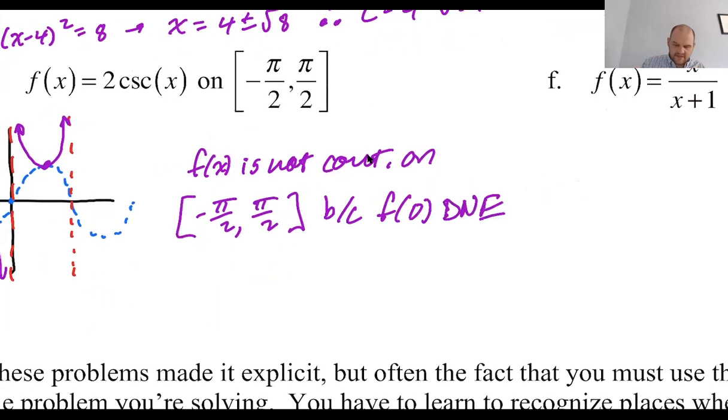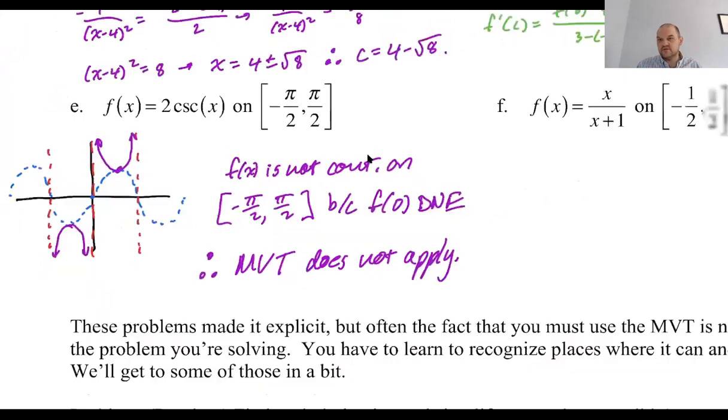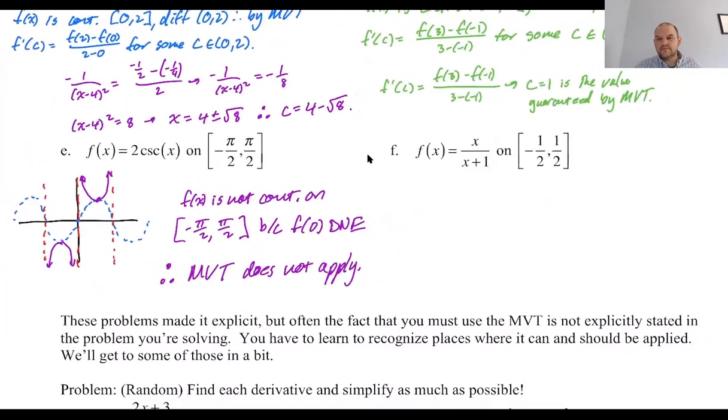Okay, so what does that mean? That means the mean value theorem doesn't apply. Therefore, MVT does not apply. You don't say does not apply often enough for it to have an abbreviation, really. So great, we were able to do that one really quickly.